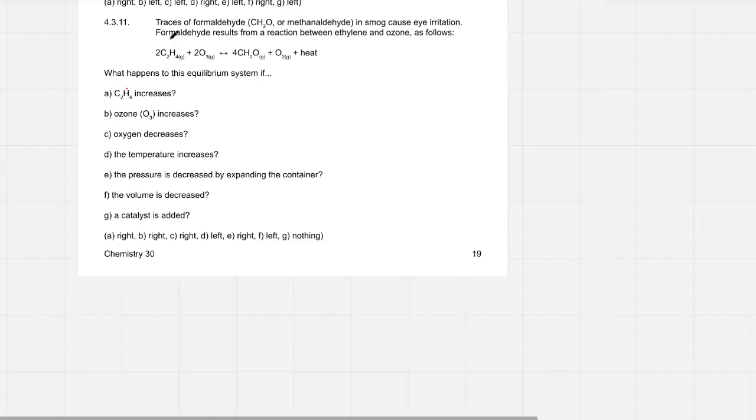Expand the container. 2 plus 2 is 4 moles of gas on the left. 4 plus 1 is 5 moles of gas on the right. The system is a little bigger on the right side, so if you expand the container, the system should shift right. What if you decrease the volume? Then it goes to its smaller side, it'll shift left. Catalyst is added. Say it with me. No change to the equilibrium, you just get there faster. Good.